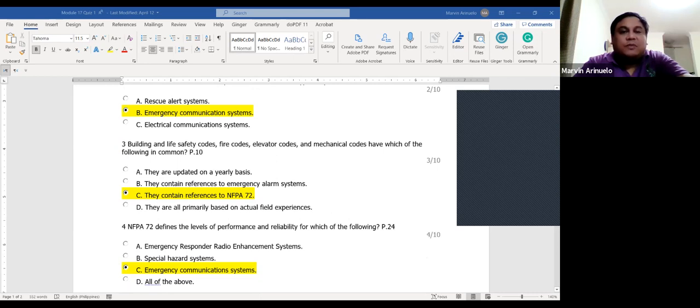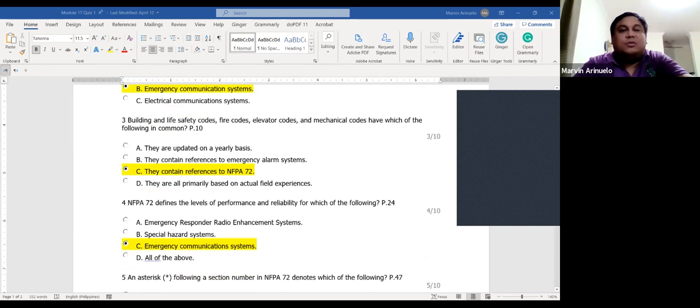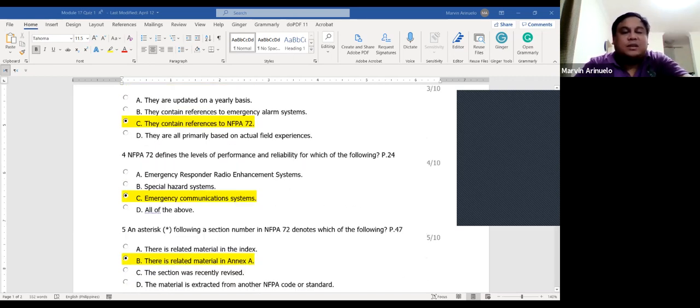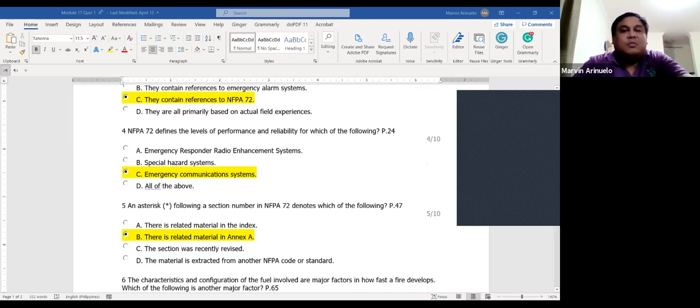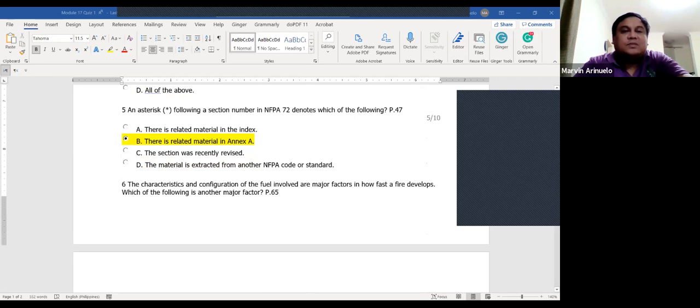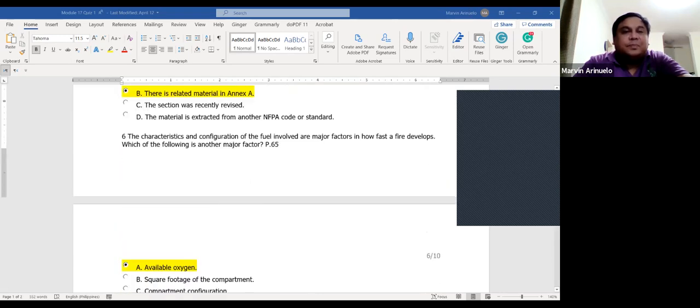Building and life safety code, fire code, elevator, and mechanical code have which of the following? They contain reference to NFPA 72. So all of that we discussed earlier. Number four, NFPA 72 defines the level of performance and reliability of the following: ECS, emergency communication system. And an asterisk following a section number in NFPA 72, not only 72 but in all NFPA codes, means there is related material in Annex A.